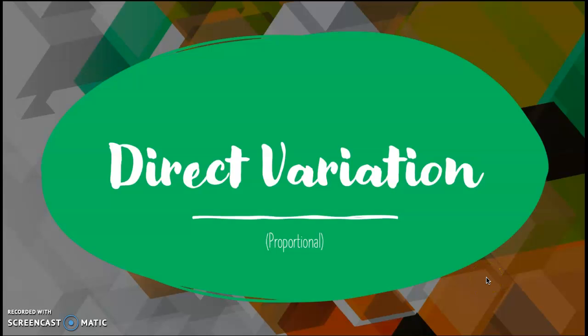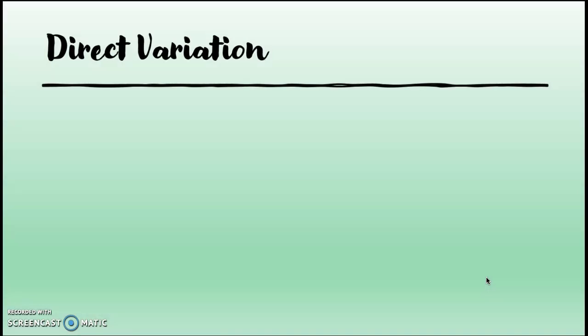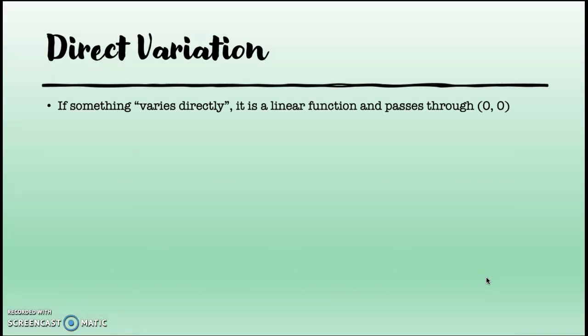Today we're going to be going over direct variation. Another way that people say direct variation a lot of times is that something is proportional. This time on direct variation, we're going to look at three main features. The first one: if something varies directly, it is a linear function and passes through the coordinate 0, 0, or the origin, as a lot of people call it.